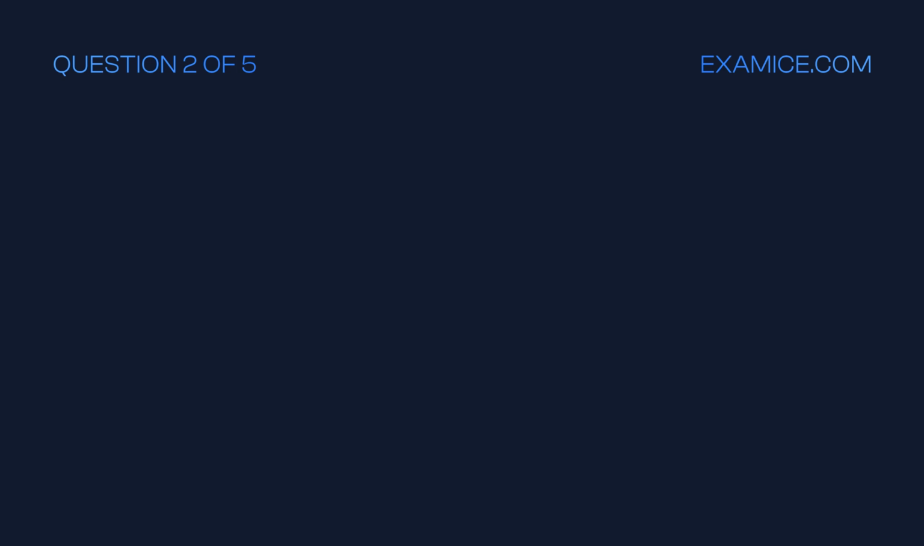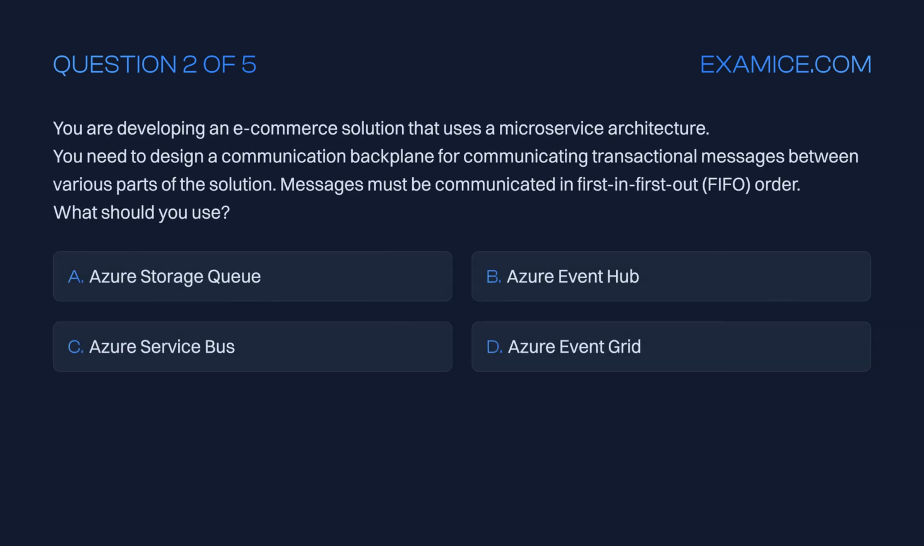Question 2. You are developing an e-commerce solution that uses a microservice architecture. You need to design a communication backplane for communicating transactional messages between various parts of the solution. Messages must be communicated in first in, first out order. What should you use?